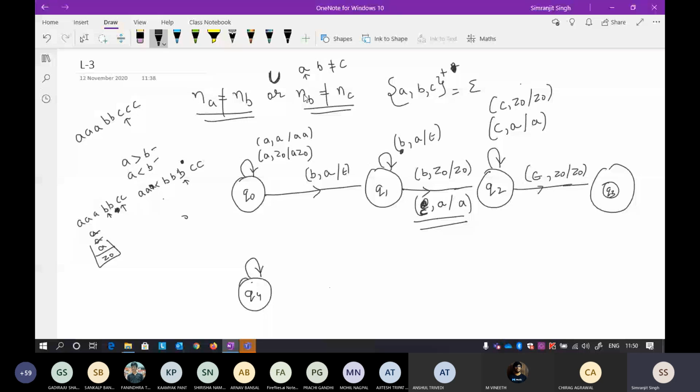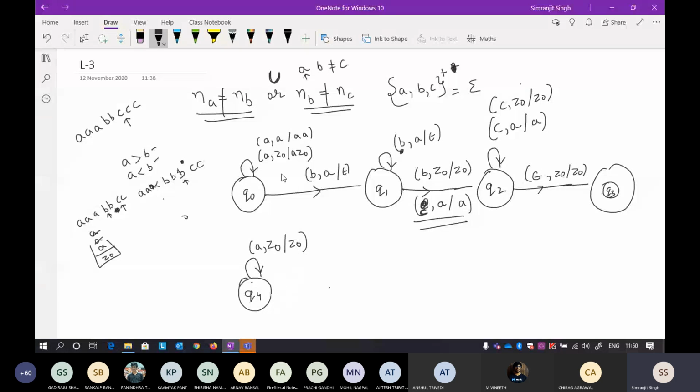For that I have to consider this thing also. So A, now A is coming. When there is an A, you don't put A onto the stack. So what you can do, you can consider Z naught. Z naught will remain at the top of the stack. So I'm not doing anything. So this can be okay.